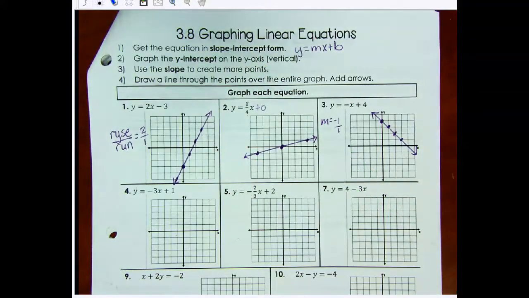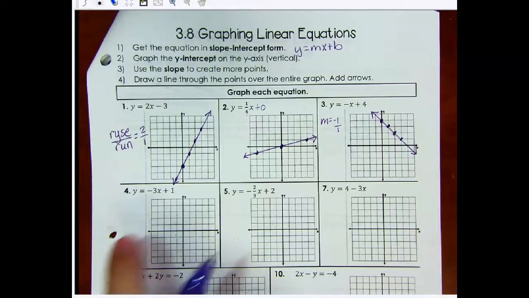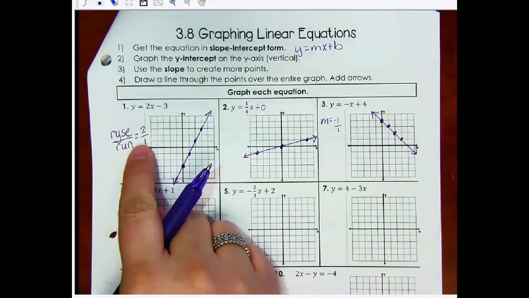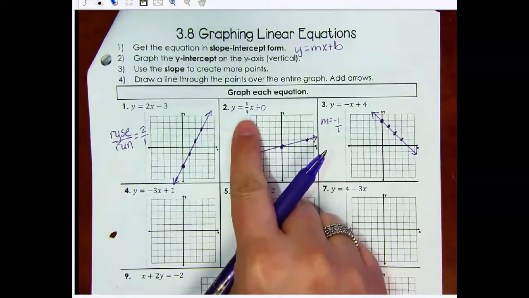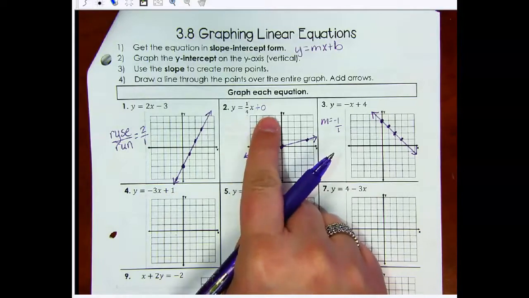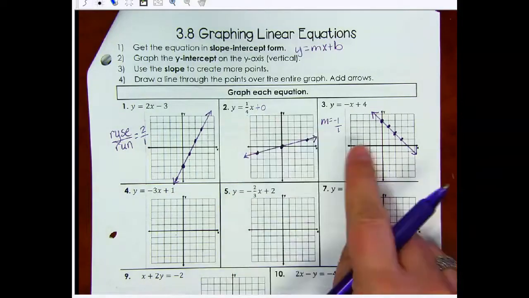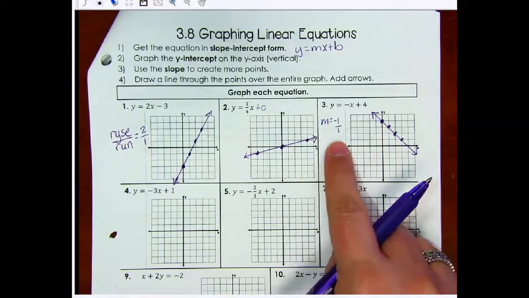Okay, so those first three kind of represent all of our options that we could have. We could have a whole number, we could have a fraction and a zero y-intercept, and we could have a negative slope. So make sure that you're paying attention to this.